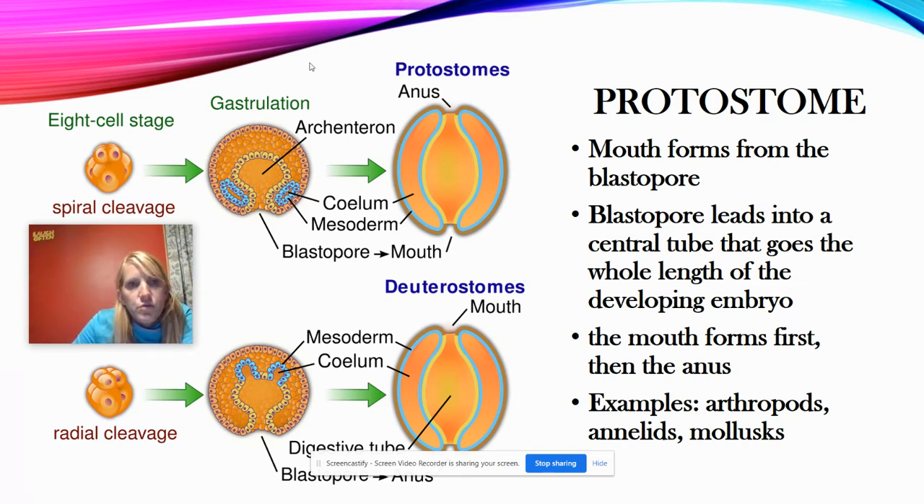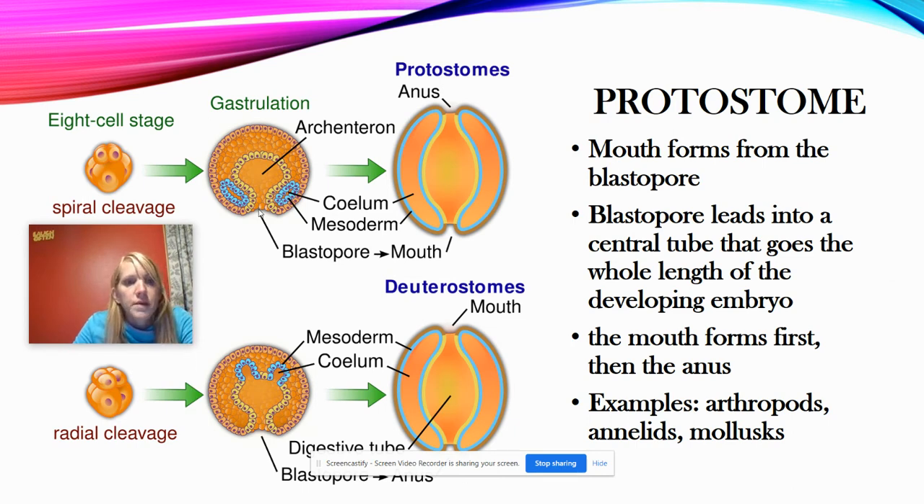And so what happens through gastrulation is you have this ball of cells here. This blastopore is right here. And so you push up in the blastopore, and then that turns into the mouth, and that develops first. So that would be a protostome. So if the mouth develops first, and the blastopore turns into a mouth, protostomes.